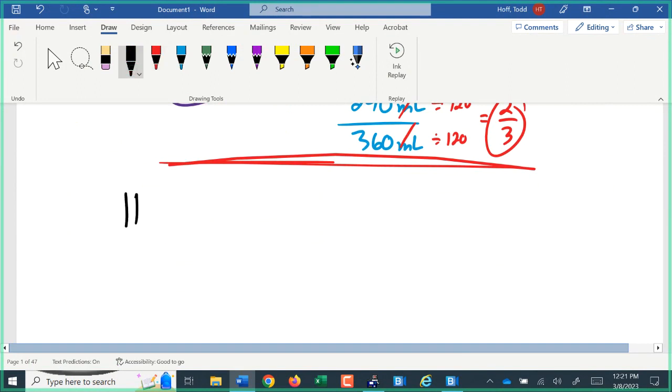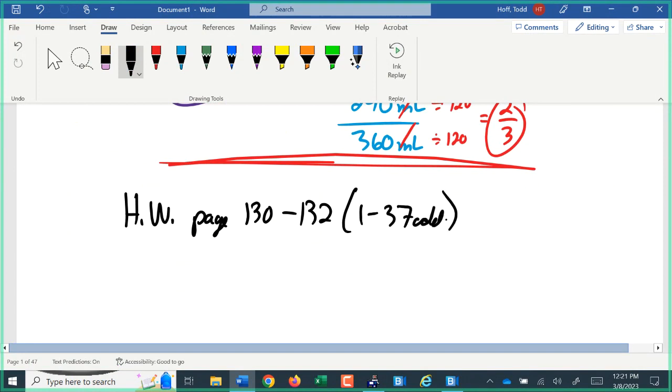You do have homework out of the book, page 130 through 132, 1 through 37, the odds. Like I said, this is where students start to struggle a little bit because this is stuff you haven't seen before. So make sure you definitely do some of the word problems, but also do a good share of the other problems as well.